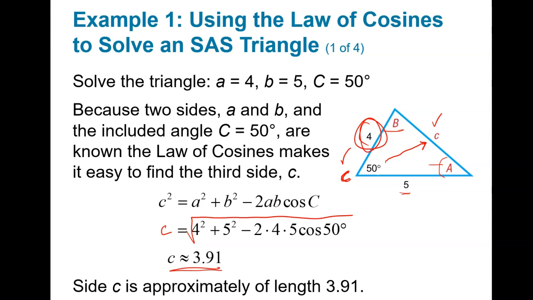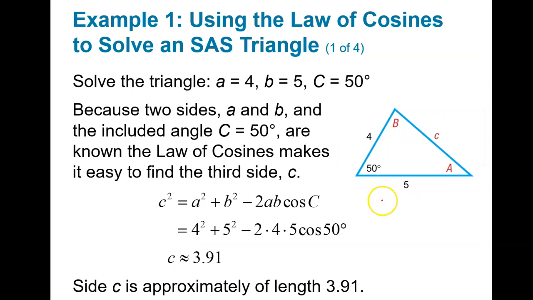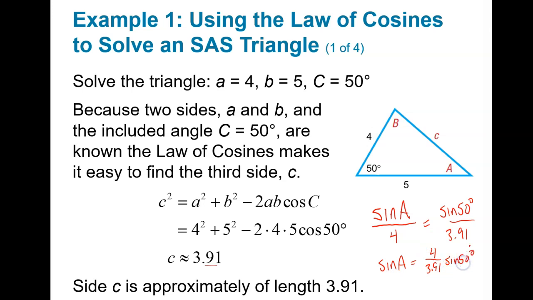Don't go to the bigger one, because when we're using the law of sines, sines can bring in ambiguity. Cosines won't, but the law of sines can bring in ambiguity. So I would set up the sine of angle A over 4 as sine of 50 is to 3.91. So that means the sine of A is 4 divided by 3.91 times the sine of 50. So now I use inverse sine to solve for A. So I get A is approximately 51.6 degrees.